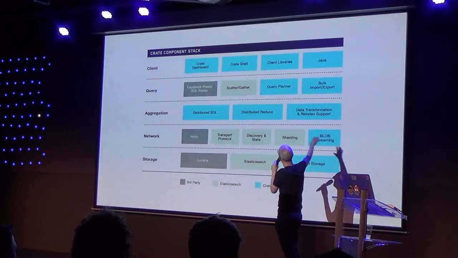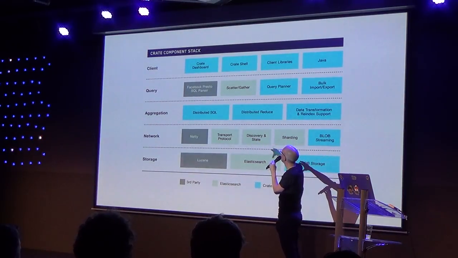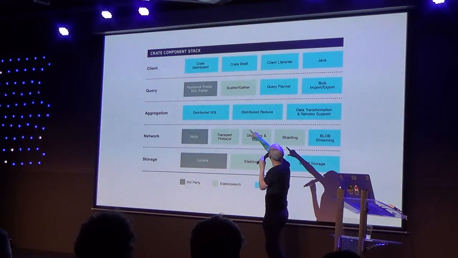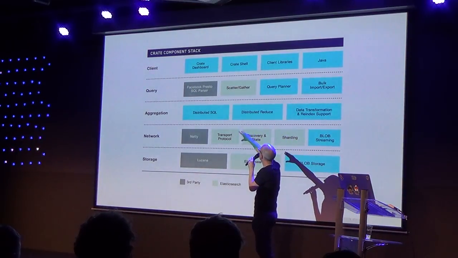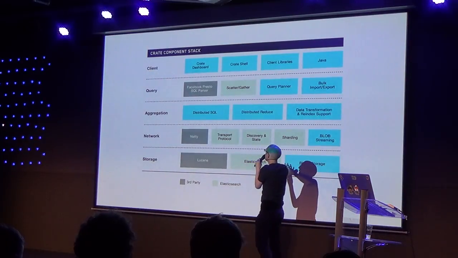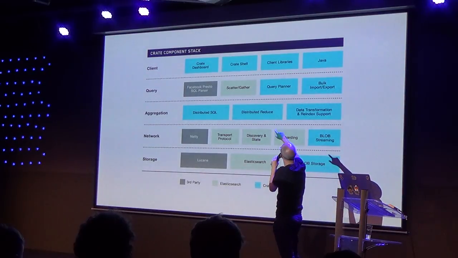Kind of up at the aggregation layer is where most of it's custom, so the ability to be able to query multiple instances of data to figure out where it is. And I guess between the query layer and the aggregation layer is kind of where a lot of the magic happens. The parsing of SQL and matching it to the objects down here in a fast and performant way.